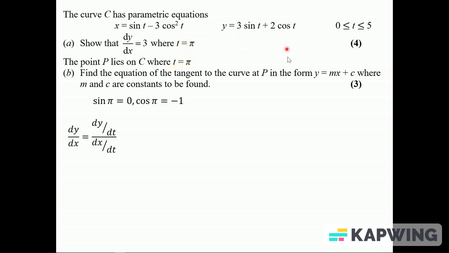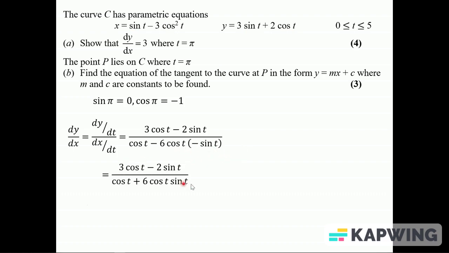dy by dx: we differentiate the y, differentiate the x, and put 1 over the other. Differentiating the y, we get 3 cos t minus 2 sine t, and the x cos t, and then minus, put the 2 in front, cos t to the power of 1, and then multiply by cos t differentiated. So I get this expression, and putting t is equal to pi in, the dy by dx, I get this.